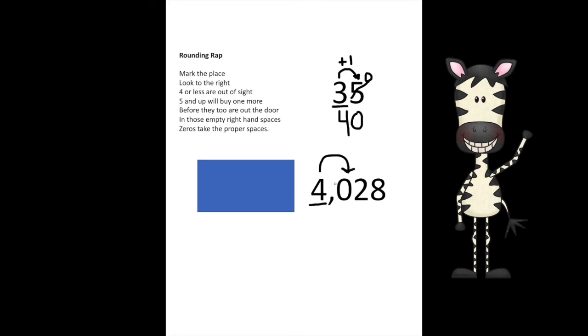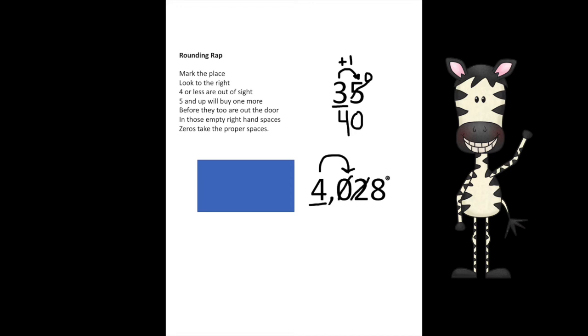4 or less are out of sight. We're looking at this digit to the right, it is 0. 4 or less? Absolutely, 0 is definitely less than 4. So 5 and up will buy one more. We don't really need to do that next line because we already know that it's 4 or less. Before they too are out the door.